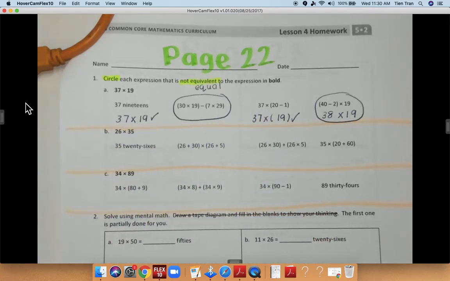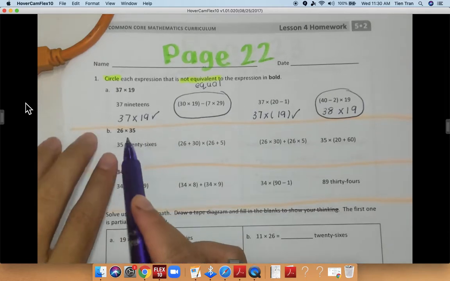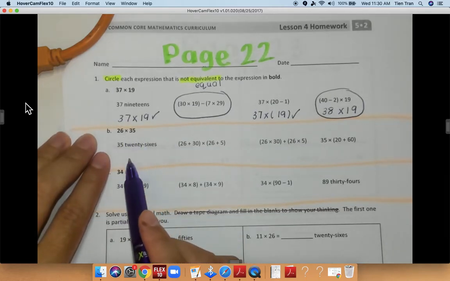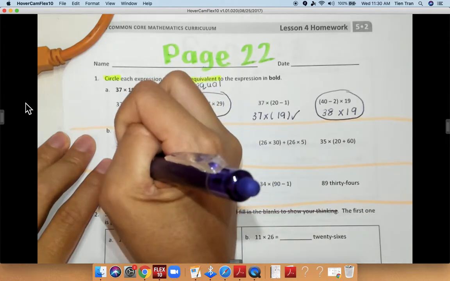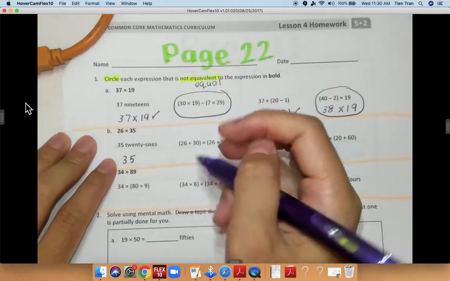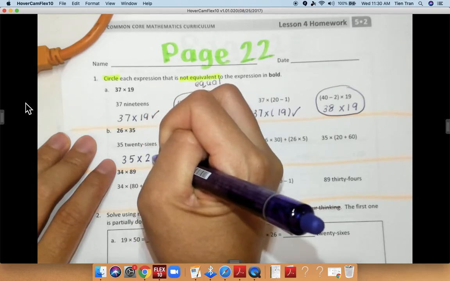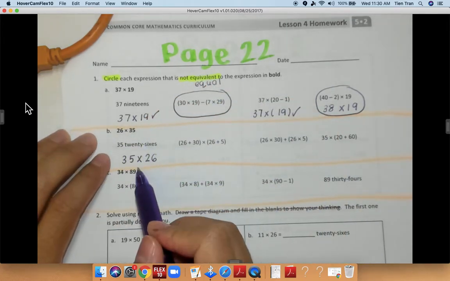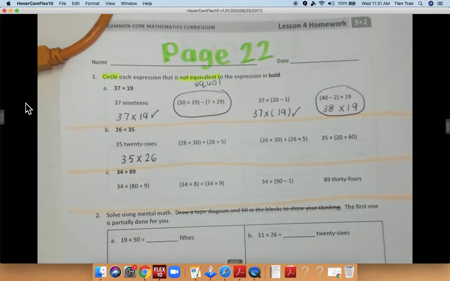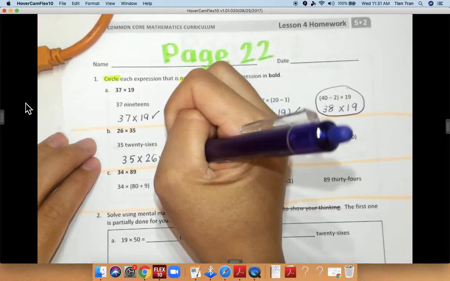Now I'm going to move on to problem B. Problem B says 26 times 35. Right here we have 35 26s. So what that means is you're multiplying 35 times 26. And this is equivalent. The numbers have been swapped, but they are the same. So I'm going to make sure that I leave that one alone.